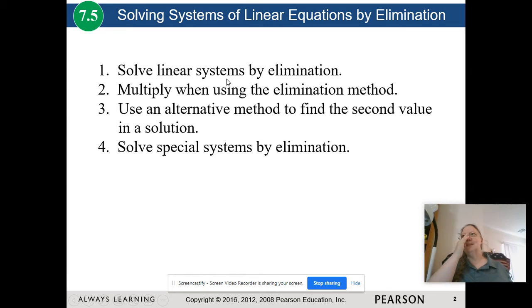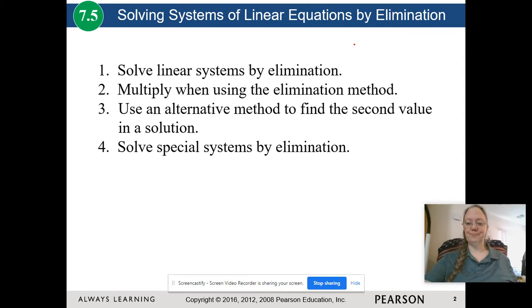So in section 7.3, we talked about solving systems by graphing. In 7.4, we solved systems by substitution, and then 7.5, solve by elimination. In some sense, it doesn't really matter whether we do substitution or elimination. Either one is perfectly fine. But sometimes the system is set up to use substitution, sometimes it's set up to use elimination.